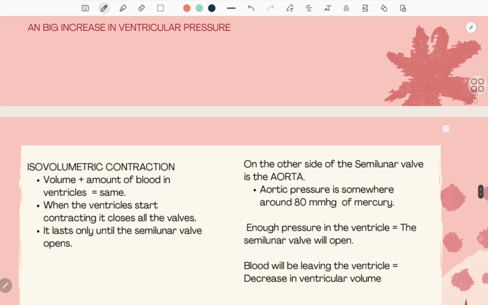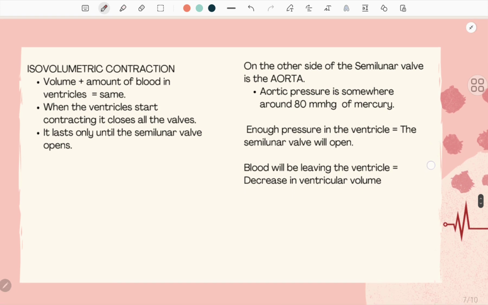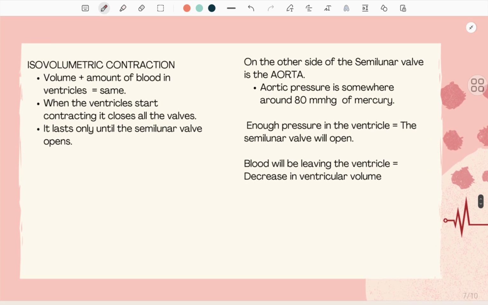Within the stage of the QRS complex, there is a short phase we call the isovolumetric contraction. In this stage, the volume and the amount of blood in the ventricles are all still the same. This is when the ventricles start to contract and it closes all the valves in our hearts. It lasts only until the semilunar valve opens.